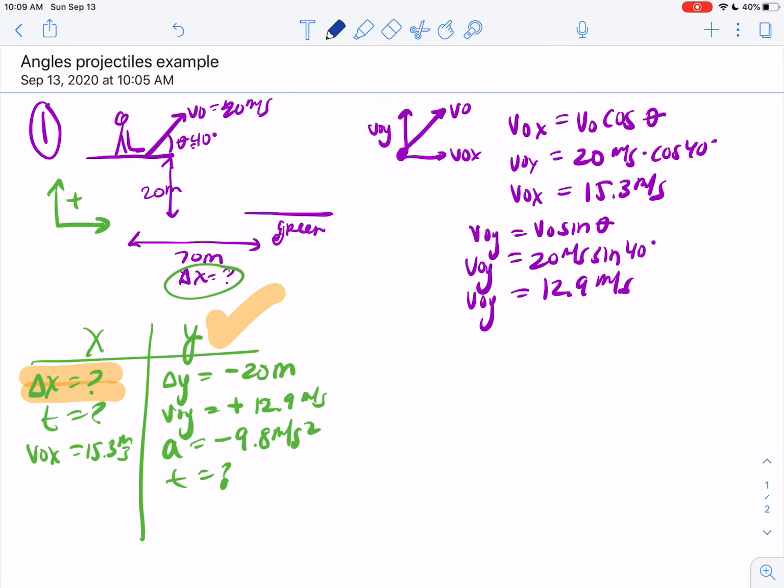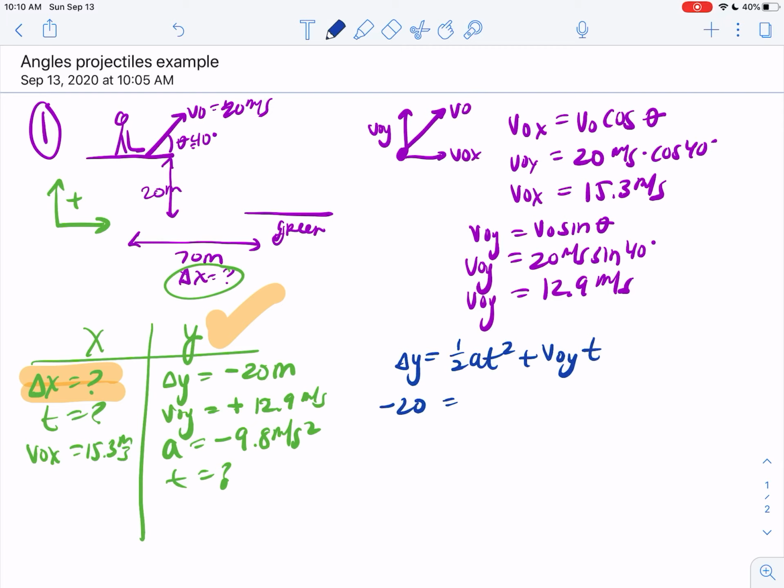So I have delta Y, V naught Y, A, and T. So I'm going to use... Oh, this is so ugly. I guess I'm going to have to use this one. And then I'm going to have to quadratically solve it, which I realize I forgot to teach you for free fall, but I'm sure you figured it out. Okay, so this is going to be kind of a hassle.